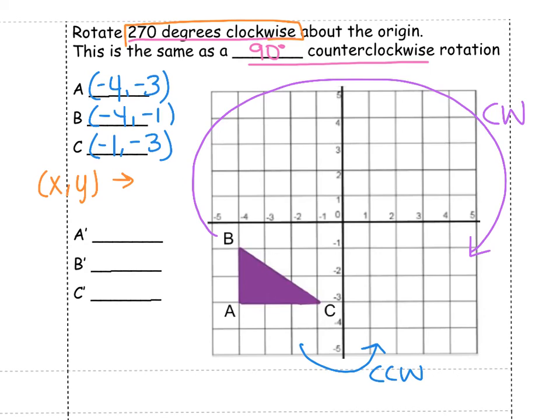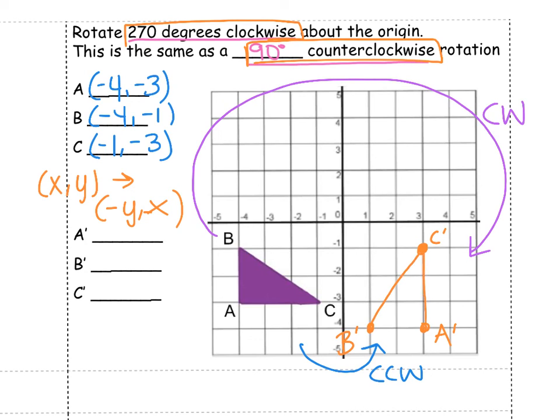What happens to my points? I know it becomes opposite of Y, X. So C is going to swing up to here. Here is going to be my C prime. If you can see that, and I'm actually looking at this as a 90 degrees counterclockwise to see it a little more visually for me, great. If you can't see that, that's fine. Use your rule. And then here is going to be my A prime and B prime.